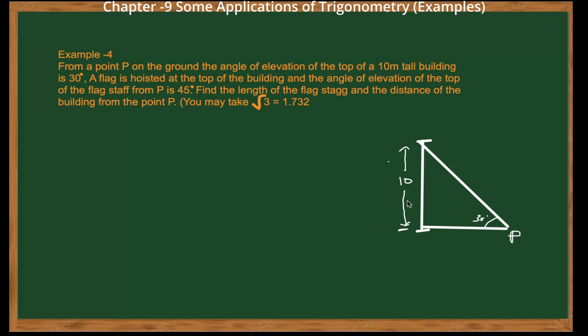You have a 10-meter tall building, and you have 30 degrees. A flag is hosted at the top of the building. So this is the building end, and on top of that, there is a flag hosted. The angle of elevation of the top of the flagstaff from P is 45 degrees. From this P it makes a 45 degree angle.